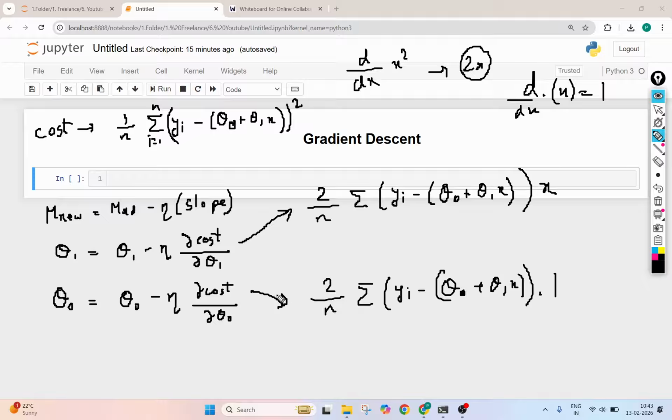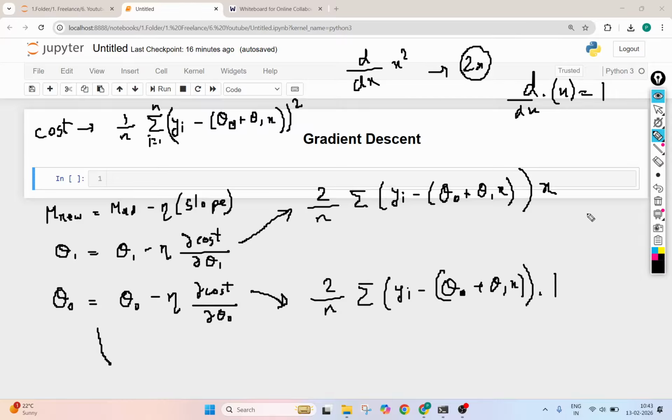Now what we do is we put these values each time inside theta 1. Theta 1 becomes old. When we want to find the new theta 1, we take the old value of theta 1 minus eta times the value of this slope. And then we replace the entire value with theta 1. So this new theta 1 now becomes old again, and again we go on and find the new theta 1.